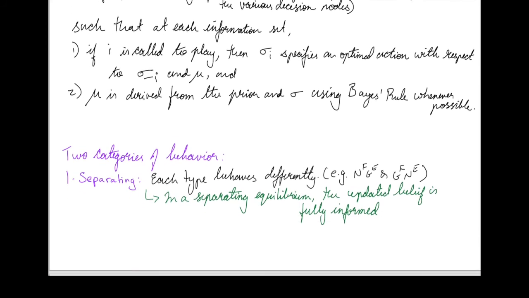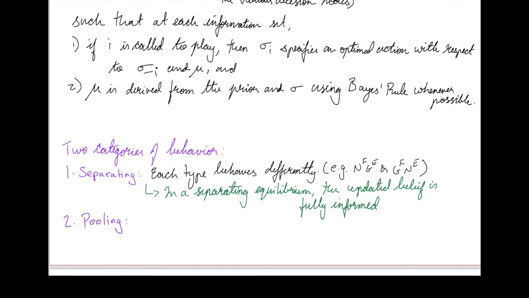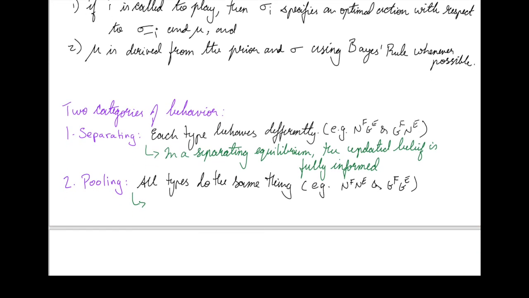The other type of behavior is what we call pooling behavior. All types do the same thing. Examples of this are NF and NE, so neither type gives, and GF and GE, so both types give. Again, in this case, the updated belief is exactly equal to the prior. And the reason is because the action that player 1 takes in this example didn't reveal anything. Both types didn't give, or both types gave, so by observing that action, I can't infer anything. There's nothing to learn. Typically, when we try to solve for a perfect Bayesian equilibrium, we'll first look for either a pooling or a separating equilibrium, and then try the other.